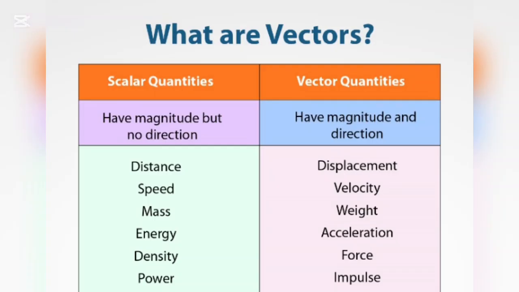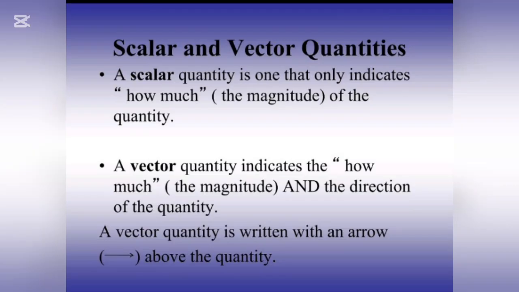Examples are distance, speed, mass, energy, density, power, length, area and volume, time, and so on. While vector quantities are those quantities that have both magnitude and direction. Examples are displacement, velocity, weight, acceleration, force, impulse, and so on.